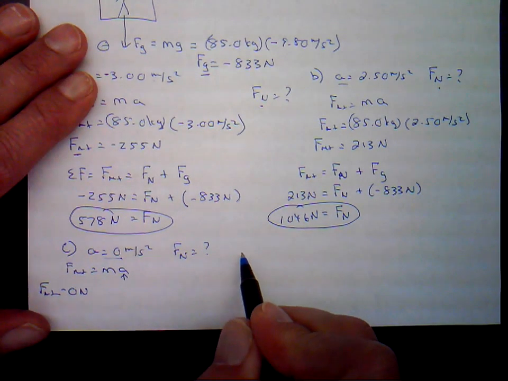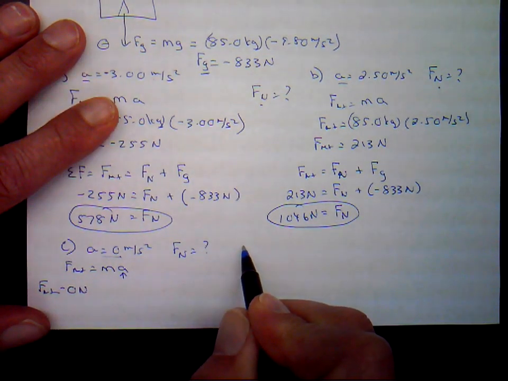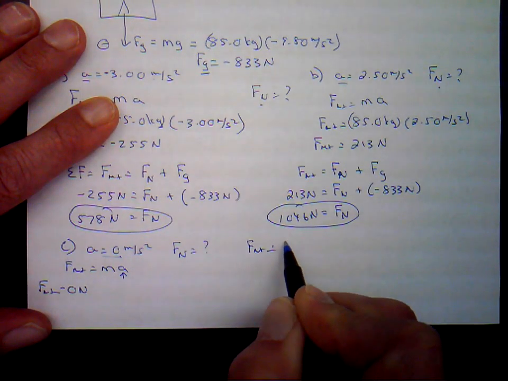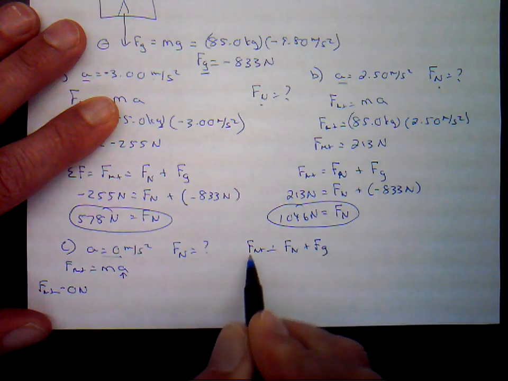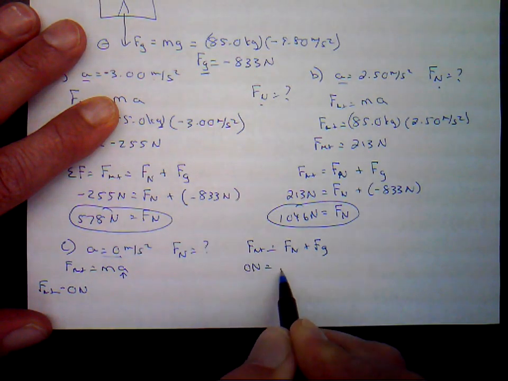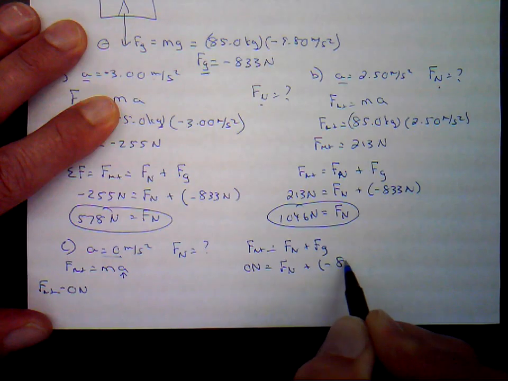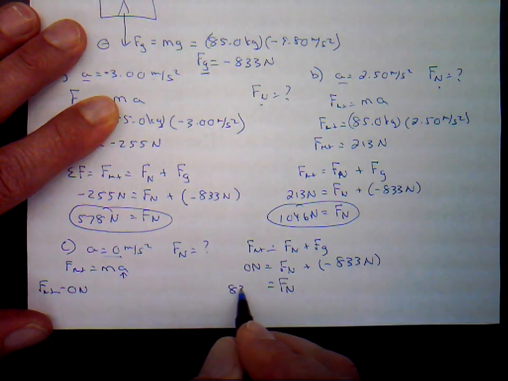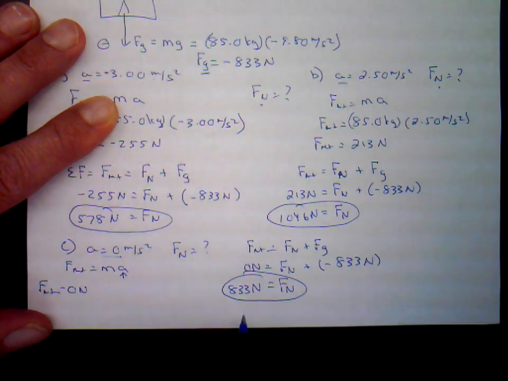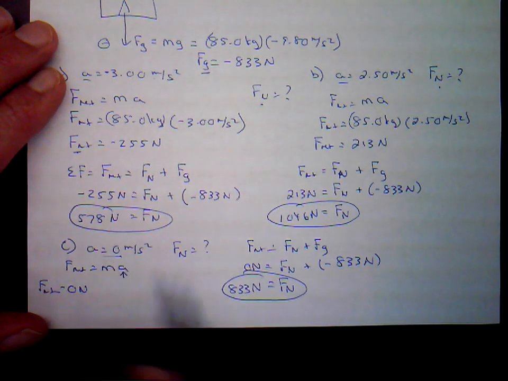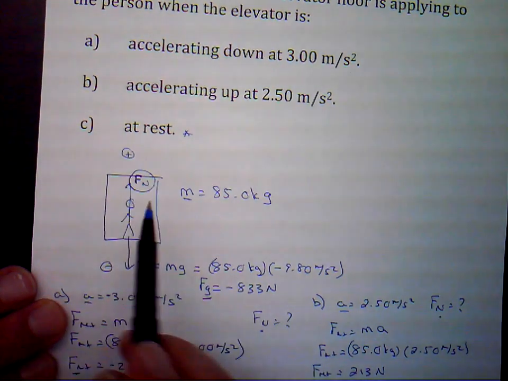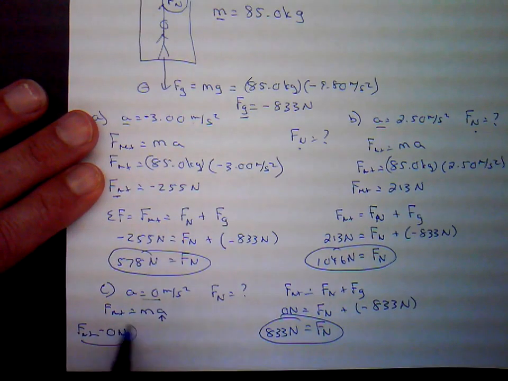We then look at Newton's second law of motion, the summation of forces. The net force is equal to the normal force plus the force of gravity. The net force is 0 newtons. The normal force that we're solving for plus the force of gravity, negative 833 newtons. We solve that equation for the normal force. That's equivalent to 833 newtons, and that's positive. So if there's no acceleration, what that means is this force of gravity, which is 833 newtons down, and the normal force up, which is positive 833 newtons, balance each other out for a net force of 0.